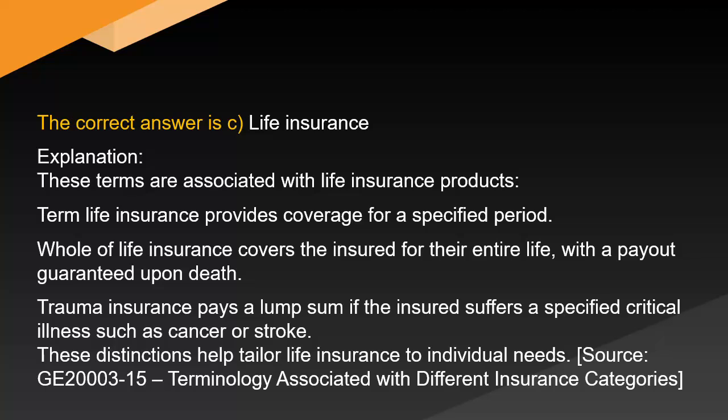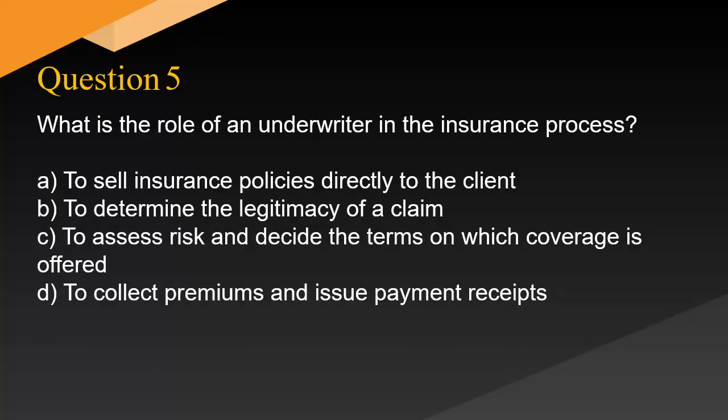G2000315. Terminology associated with different insurance categories. What is the role of an underwriter in the insurance process? A. To sell insurance policies directly to the client. B. To determine the legitimacy of a claim. C. To assess risk and decide the terms on which coverage is offered. D. To collect premiums and issue payment receipts.